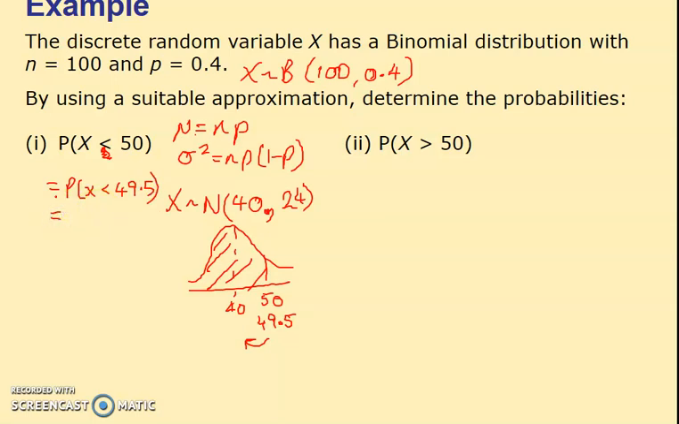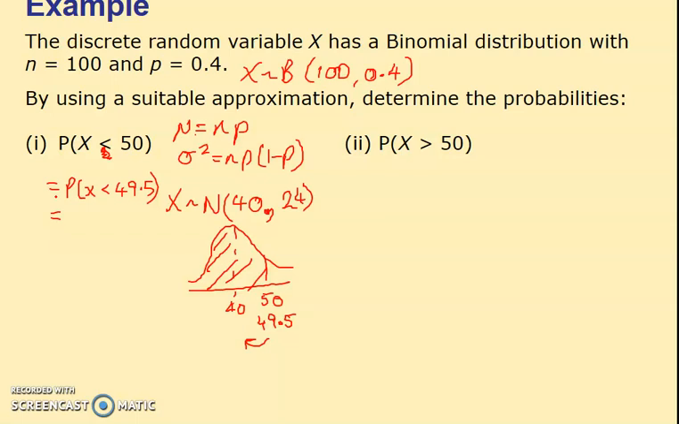Let's see if I can do this. Normal approximation. So menu 7, I'm going to norm CD. Now, I'm not touching the binomial because it says use an approximation. So the lower one is negative 99999. The upper one is 49.5. Sigma is the square root of 24.